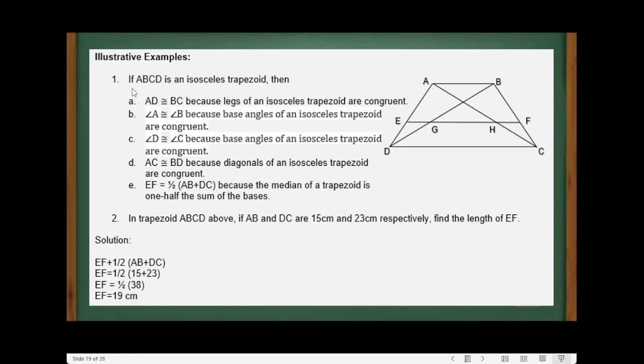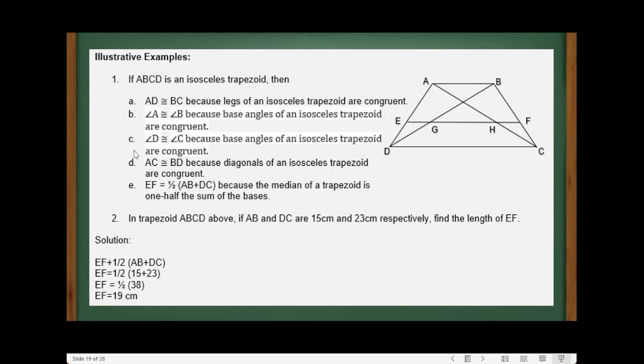Now, if quadrilateral ABCD is an isosceles trapezoid, then segment AD is congruent to segment BC. Why? Because the legs of an isosceles trapezoid are congruent. Then, angle A, this one, is congruent to angle B. Why? Because base angles of an isosceles trapezoid are congruent.